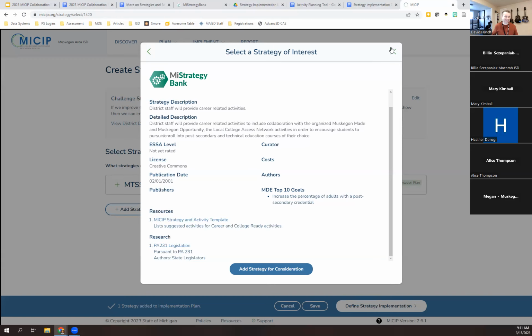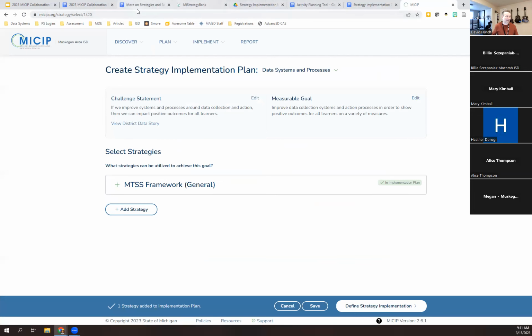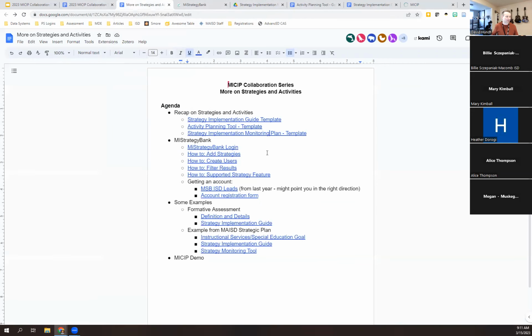Hope that made sense. So I'm going to go back to our dashboard, and I have a whole bunch of links here under my strategy bank that go through everything that we just talked about. The first link takes you right to the logon page for the strategy bank. Once you have an account, it will log on with, for me, our whole platform is on Google, so I just log in with my normal ISD Google account, and it takes me right in. It's just like MICIP.